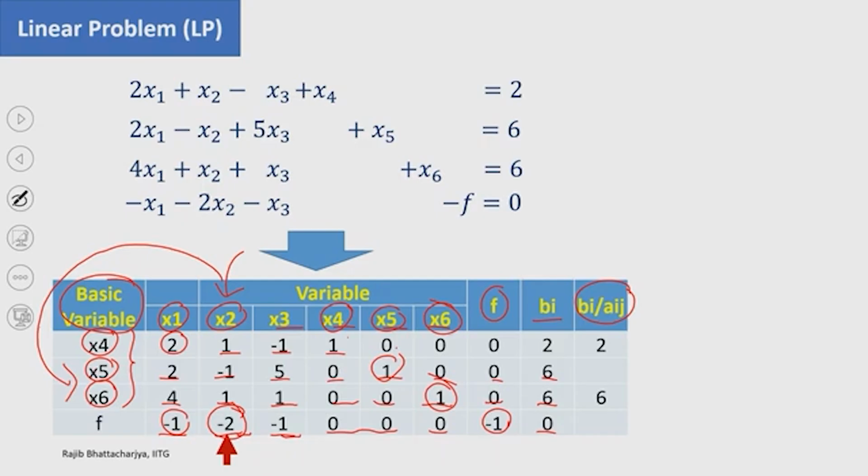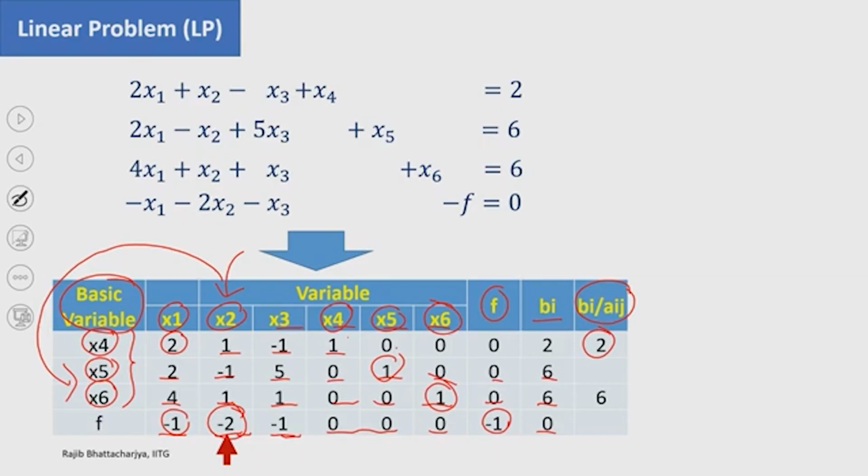So, which one will be replaced by x2? So, x4, x5 and x6. Out of that, one will be replaced by x2, but which one? So, what will we do? We will calculate the ratio. Okay. So, bi by aij.